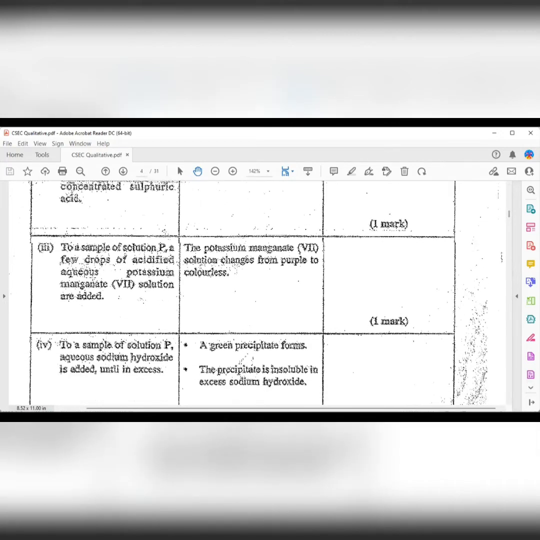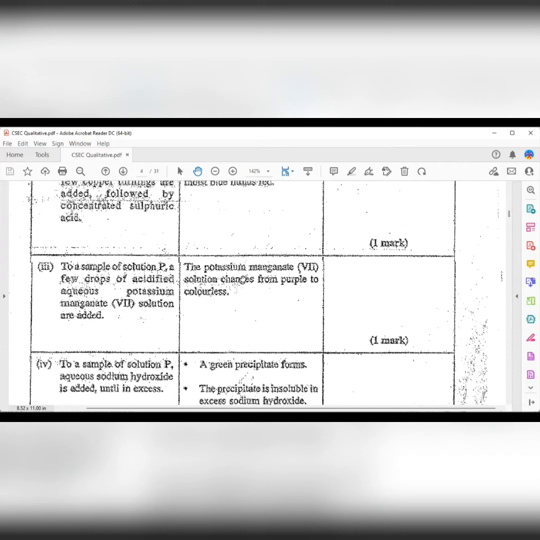All right, then it says down here, to a sample of solution P, a few drops of acidified aqueous potassium manganate solution are added. The potassium manganate solution changes from purple to colorless. Now, the problem with this is that a number of things can cause potassium manganate(VII) solution to change from purple to colorless. So all you need to say right here is that a reducing agent is present, which may be NO2. A number of things can do it. And that's why this question is probably not going to come again, because it's too vague.